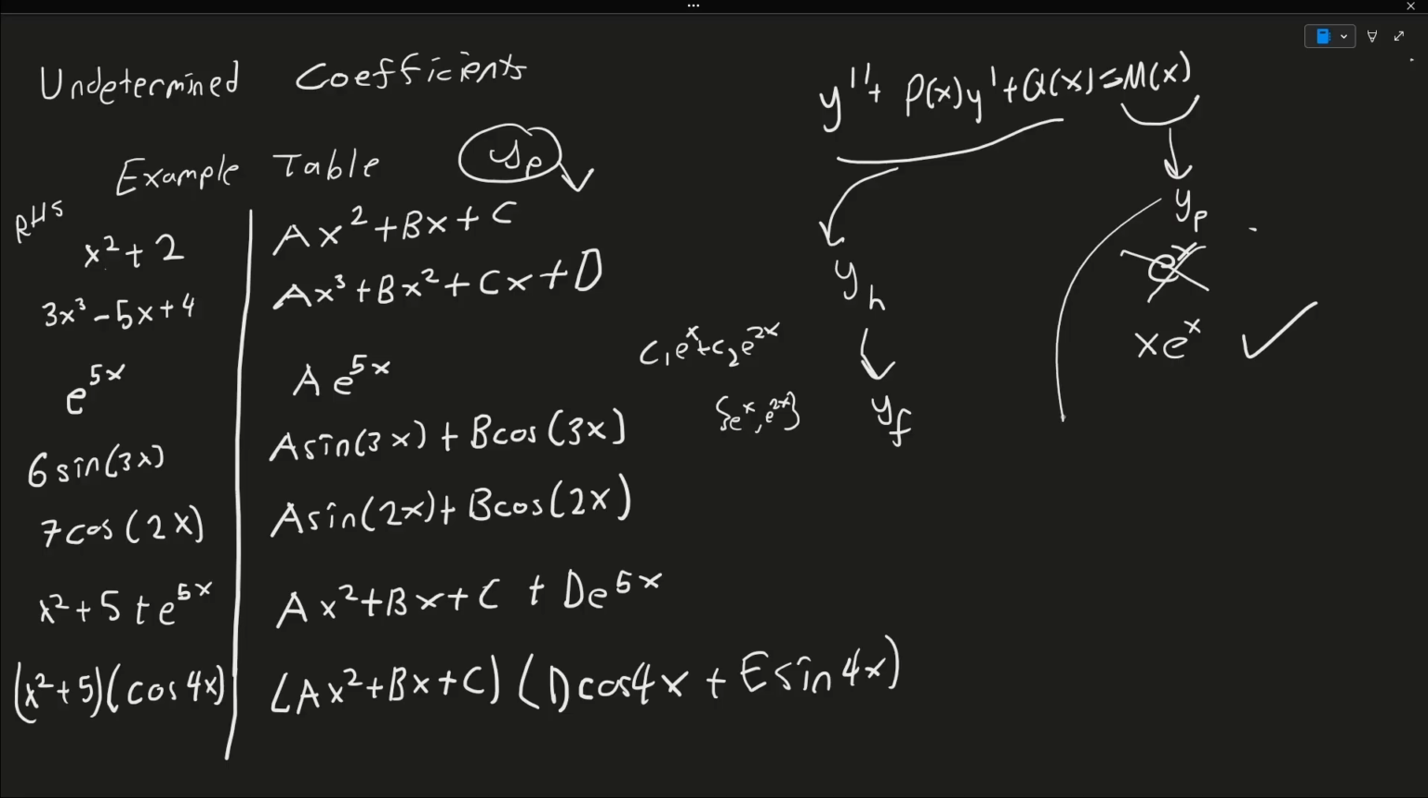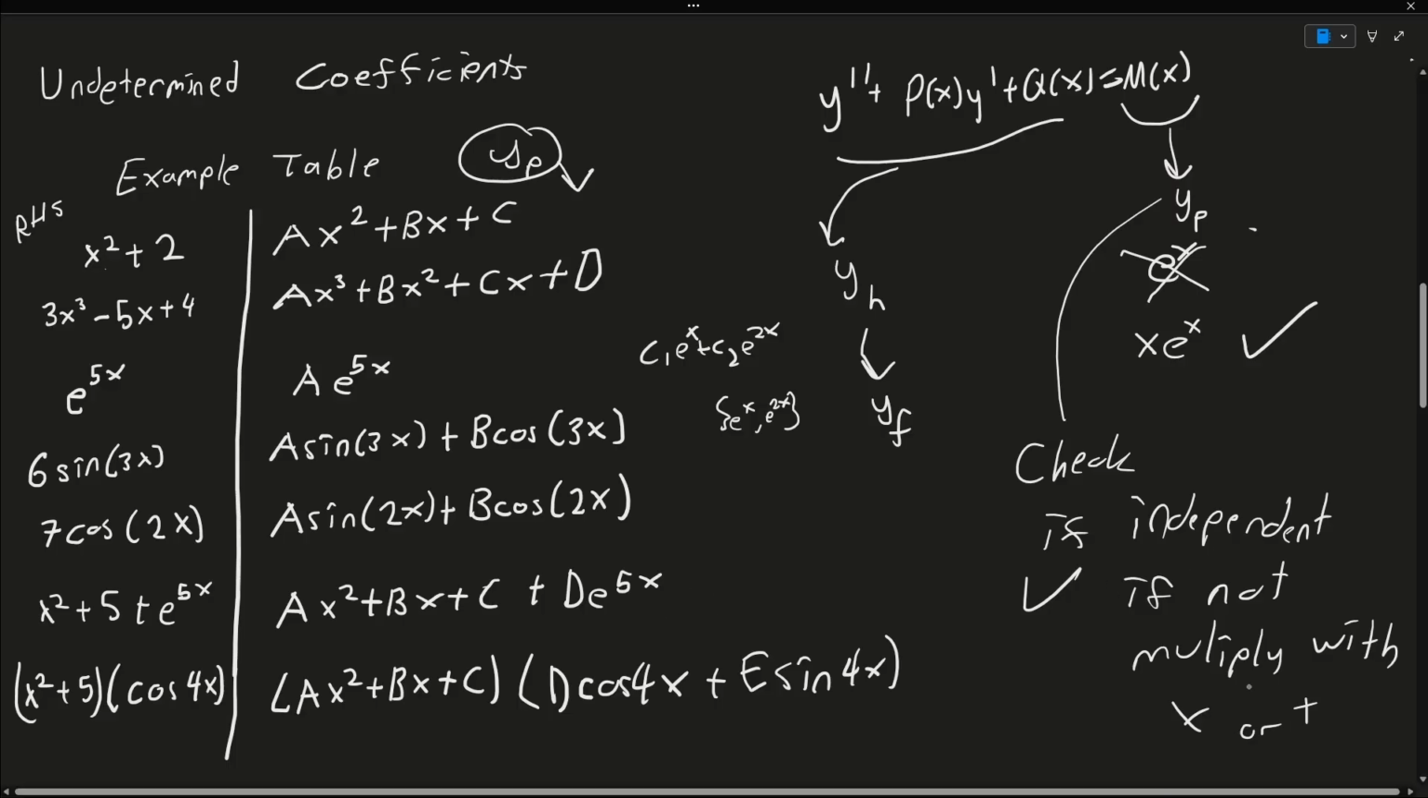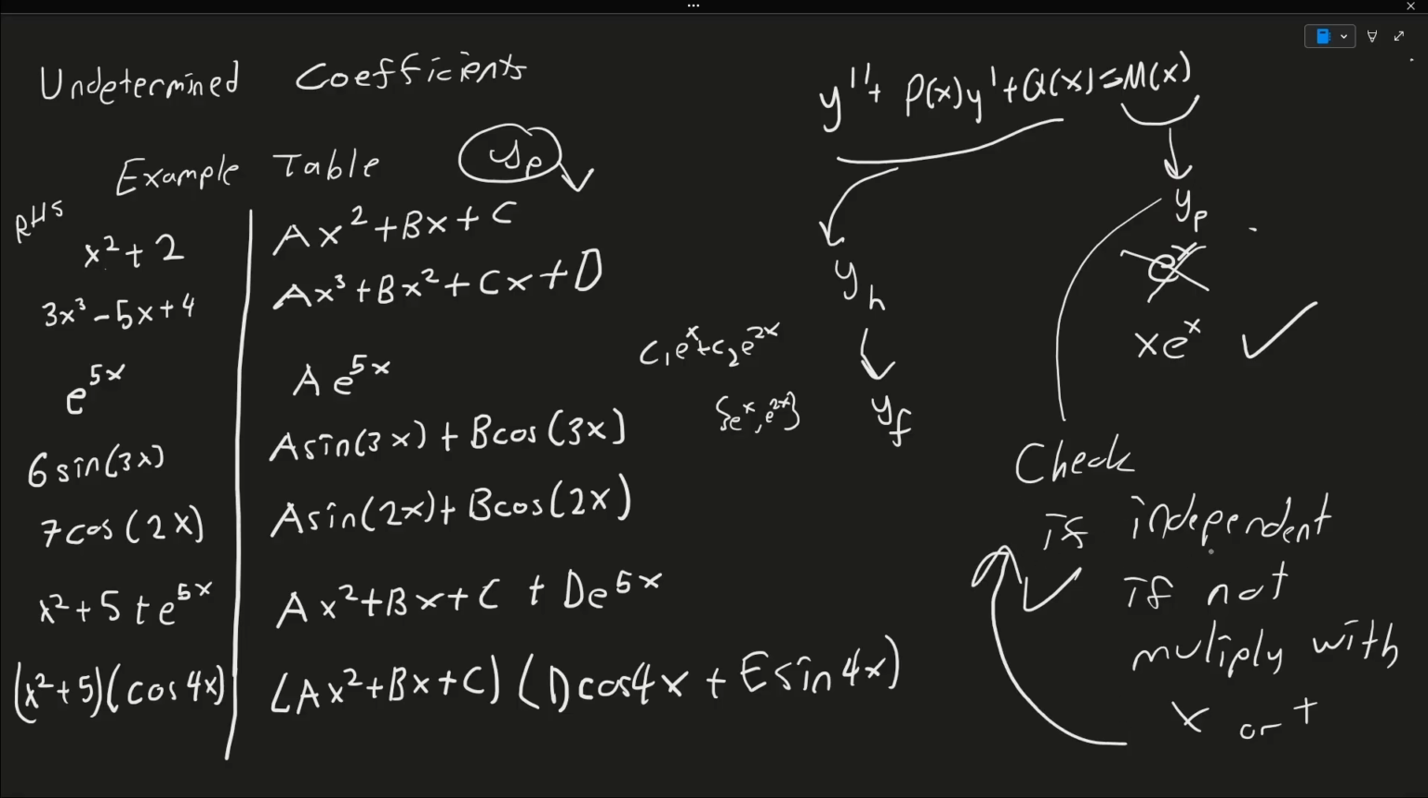So you're gonna check if it's independent. If it's independent, good, it's good. If not, multiply with x or t. It depends on what kind of variables you're working with, so it depends on the problem. And then check again. If it's independent, you're good to go. If not, multiply with x again until you get your actual y particular.